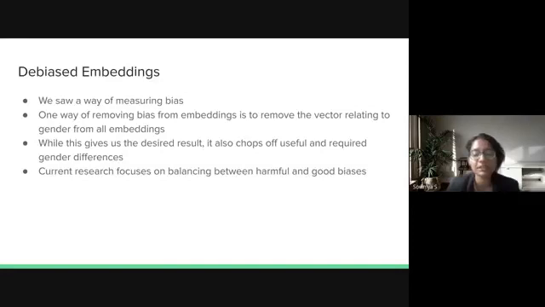Otherwise, it will just become completely non gendered, and what we want to go towards is that gender is a spectrum. We don't want to make it that gender is absent, and that is a very hard task.